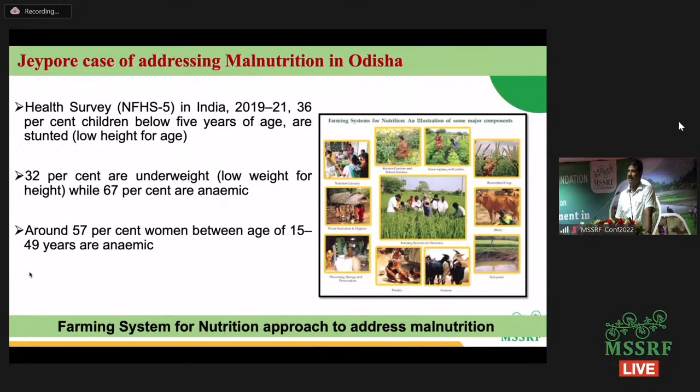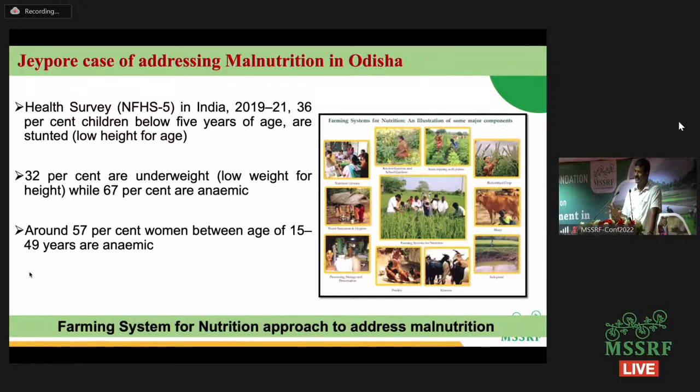I need not tell why we need to address nutritional deficiency at the village level, because our previous speakers have already explained all those things. The point is, in an area where you have severe nutritional deficiencies and more than three quarters of our rural households are depending on agriculture, any way to address these deficiencies through a food-based approach or through agriculture has a greater scope. That's why Professor Swaminathan introduced the concept called farming system for nutrition, and we adopted that. That is nothing but mainstreaming nutritional criteria whenever you go for crop selection or livestock or, wherever feasible, fisheries in those areas.